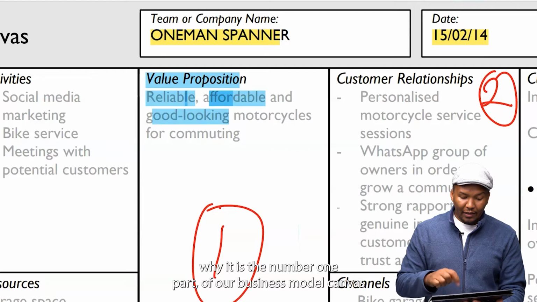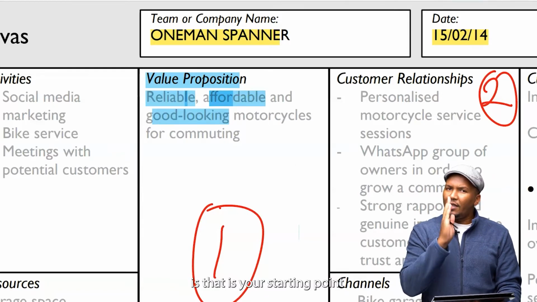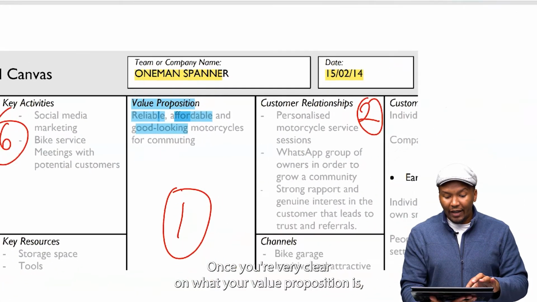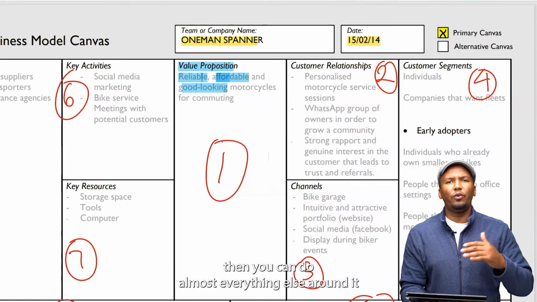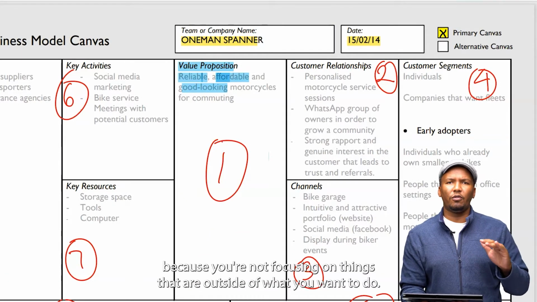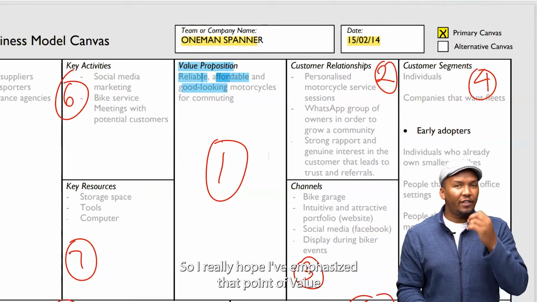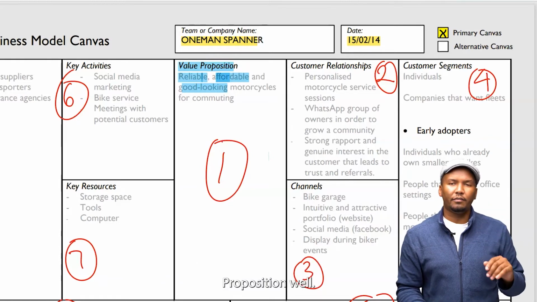The reason why it is the number one part of a business model canvas is that it is your starting point. Once you're very clear on what your value proposition is, then you can do almost everything else around it, because you're not focusing on things which are outside of what you want to do. So I really hope I've emphasized that point of value proposition well.